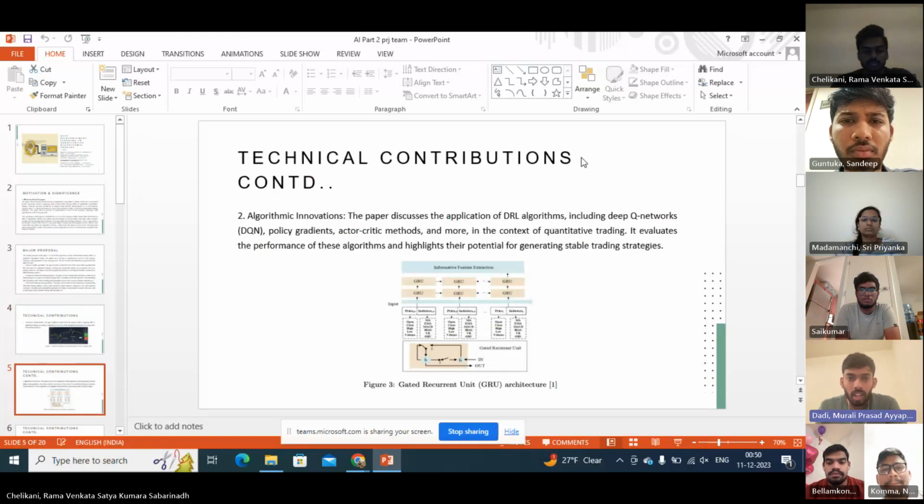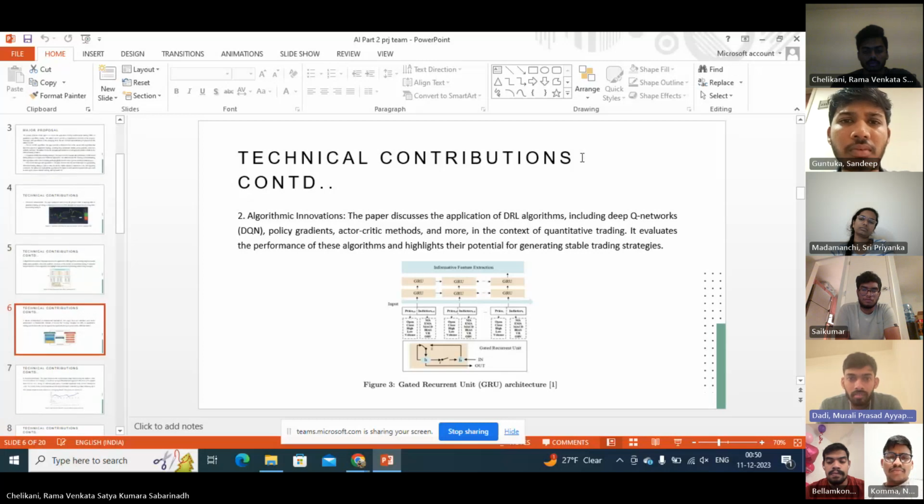We're going to discuss algorithmic innovations. This paper thoroughly discusses the DRL algorithms, including deep Q network, policy gradients, and the actor-critic methods, for quantitative trading. It also evaluates the performance of these algorithms and highlights the potential of generating stable trading strategies. As you can see in the figure, the gated recurrent unit (GRU) architecture clearly explains each and everything in a GRU. Go to the next slide.